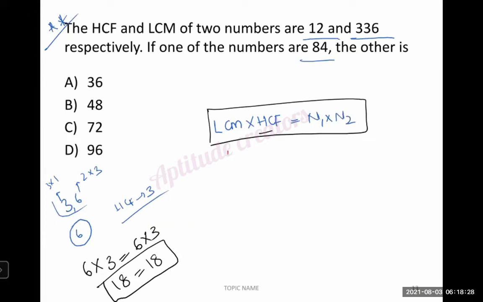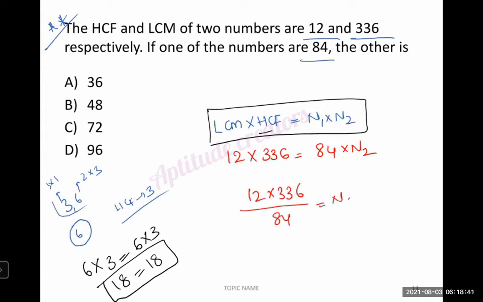Now LCM is equal to 12 and HCF is equal to 336. Number 1 is equal to 84. Now what is number 2? Now 12 into 336 divided by 84 is equal to N2. Now 12 sevens, 7, 48. Answer is option B, 48.